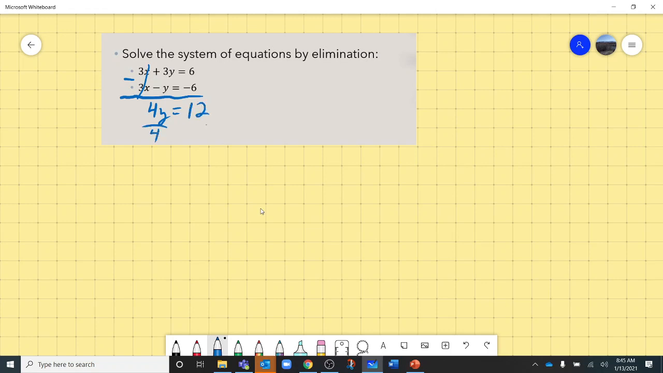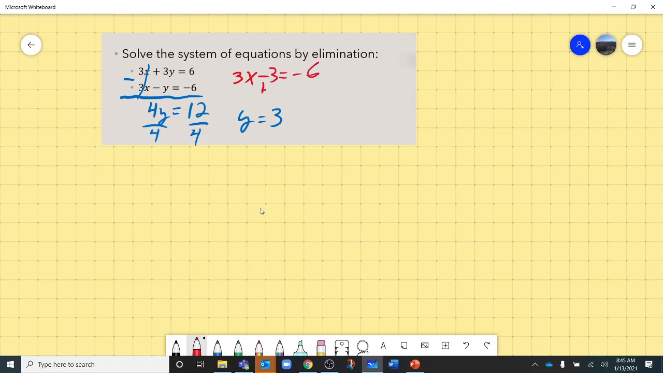Divide both sides by 4, and y equals 3. Okay, so now we can plug that back in. Let's just plug it into the second equation. It doesn't matter, you can pick either. 3x, we don't know what x is yet, minus y, which we know is 3, equals negative 6.